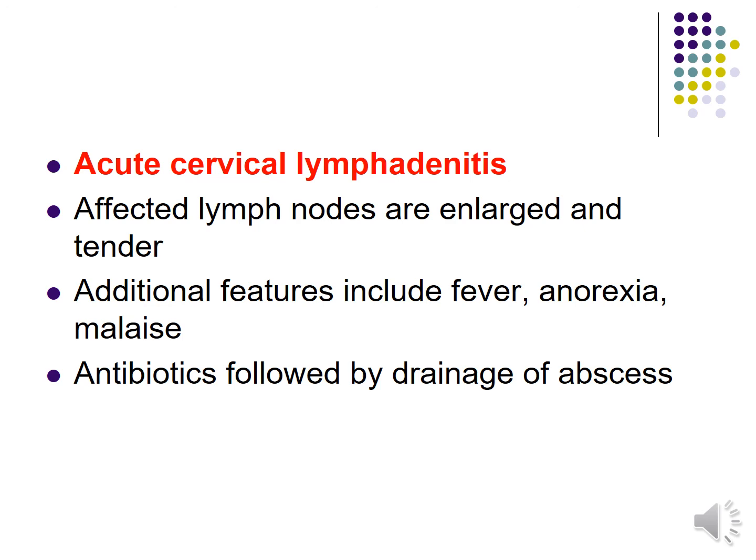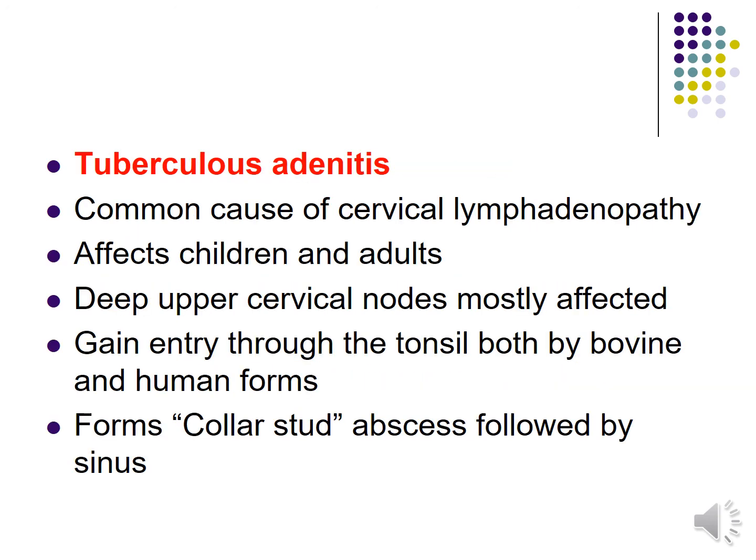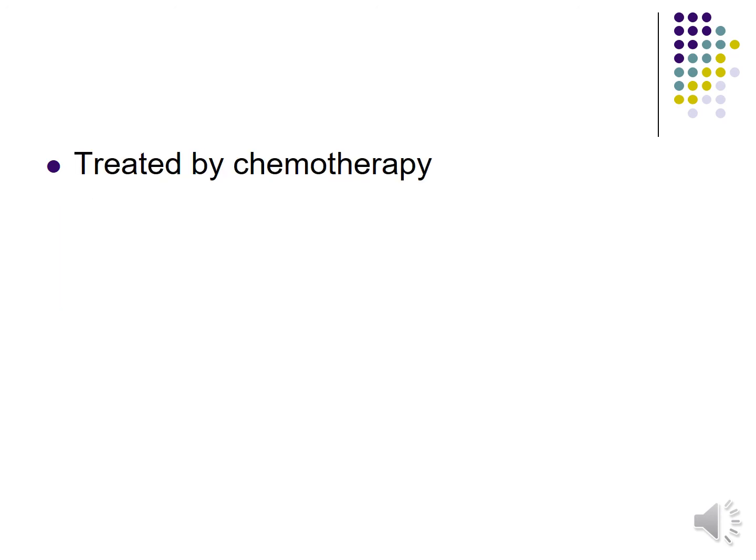Affected lymph nodes are enlarged and tender. Additional features including fever, anorexia, malaise will be there. Treatment is antibiotic followed by drainage of abscess. Tubercular adenitis is the commonest cause of cervical lymphadenopathy, affecting children and adults. Deep upper cervical nodes are mostly affected. It gains entry through the tonsil, both bovine and human forms. It forms a collar stud abscess, treated by antitubercular chemotherapy.